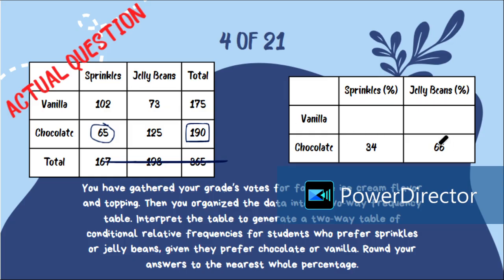Now let's do it for jelly beans, okay? For jelly beans and chocolate, we've got 125 divided by 190, and that gives us, it's really 65.7, but that gives us our 66%. So you're going to do the same thing for vanilla now. People who like vanilla and sprinkles are 102 divided by their total, which is 175, and that will give you this. And then vanilla and jelly beans is 73 divided by 175, which will give you this percentage.